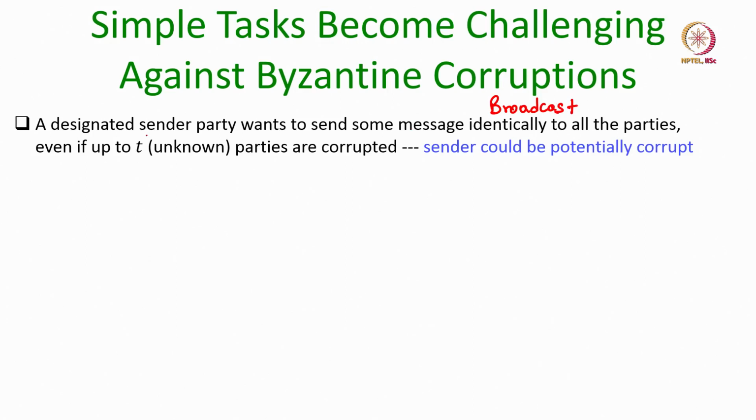Here you have a designated sender party. So, everyone will know who is the sender party, and the sender party has some message, it could be a bit or it could be a bit string, we do not care, and the goal is to ensure that the sender party sends its message identically to all the parties, okay. Even if up to t parties in the system are corrupted.